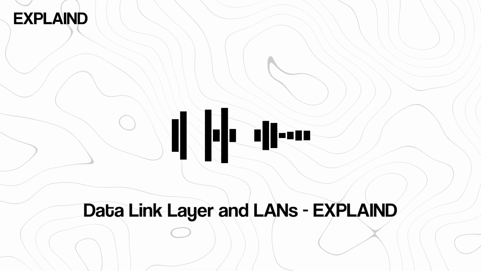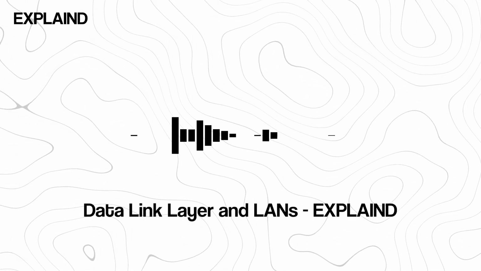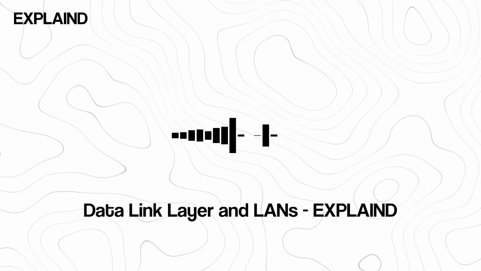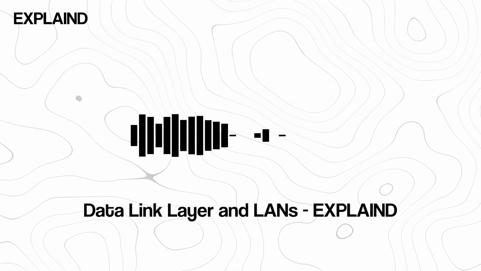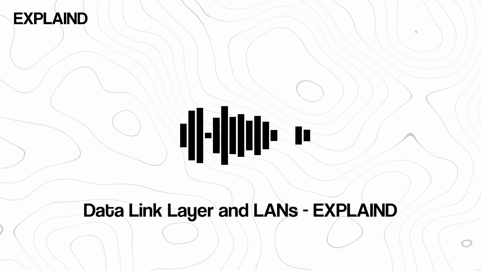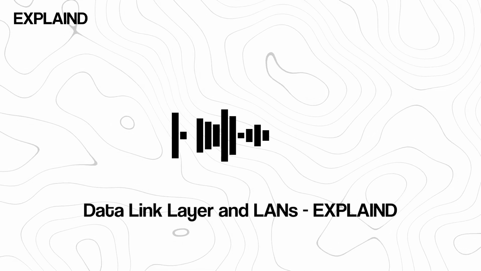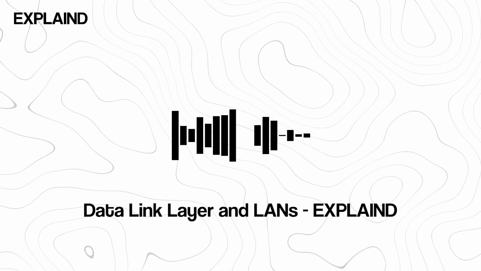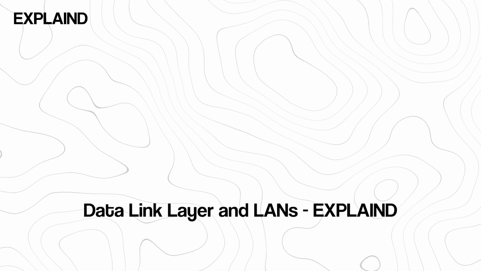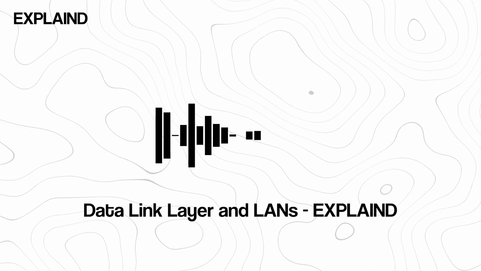So with polling, there's a central controller that goes around asking each device if it has data to send. So it's like a teacher calling on students in a classroom. Precisely. It's a simple and reliable approach, often used with less sophisticated devices, but it can create overhead and latency, especially with many devices. And what about token passing?